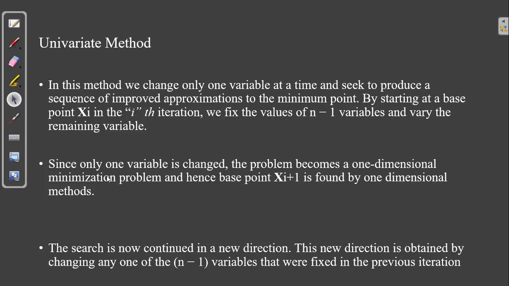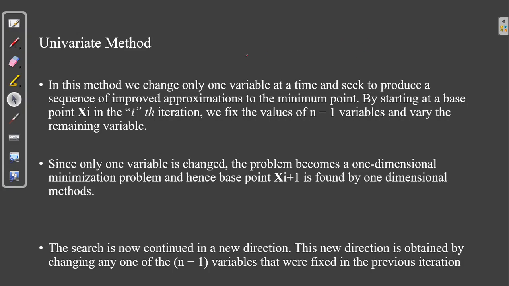That is what we pointed out in the second point: since only one variable is changed, the problem becomes a one-dimensional minimization problem, and hence the base point xi plus 1 is found by one-dimensional methods. Then in the next step, we search for the optimum solution.